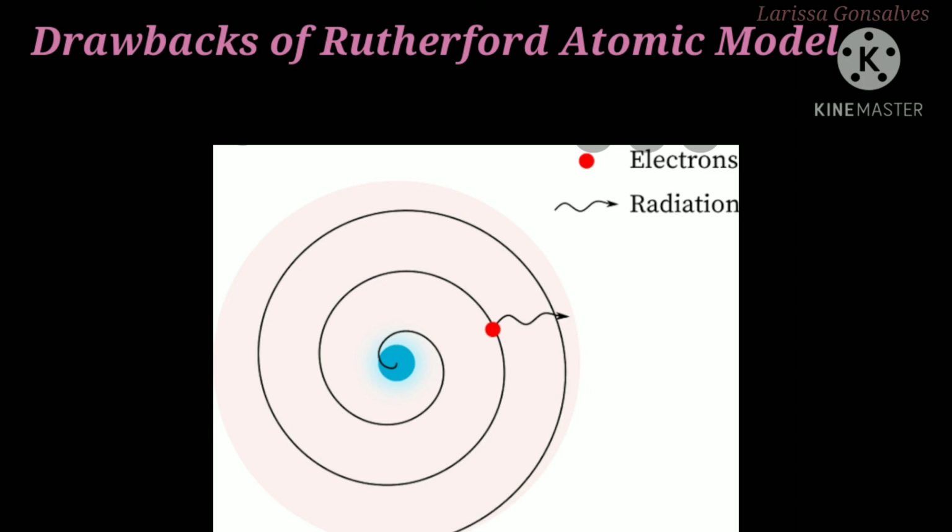So this was one of the major drawbacks of Rutherford's atomic model. The second drawback of Rutherford's model was that it does not describe the distribution of electrons around the nucleus and their energies. So basically, Rutherford's atomic model was not able to explain the stability of an atom. So these were the drawbacks of Rutherford's atomic model.